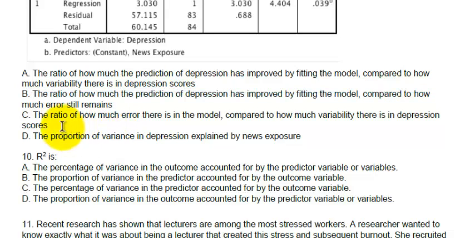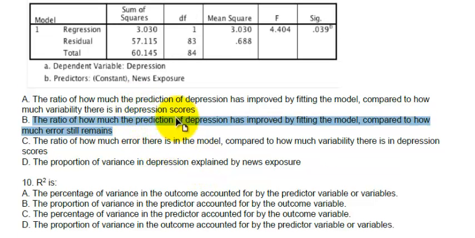So number C, the ratio of how much error there is in the model compared to how much variability. The variability is too generalized. That's not the right answer. Number D, proportion of variance in depression explained. Nope. I'm going to stick with B. Okay. So B, it looks like the right answer. It's the ratio. An F score is a ratio of explainable variance divided by unexplainable variance. In other words, the regression variance divided by the residual variance. That's what the F score is.